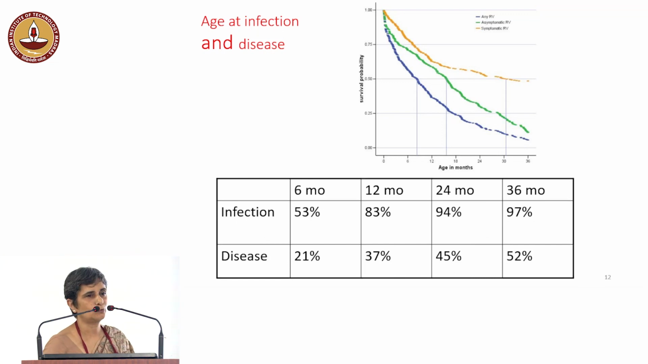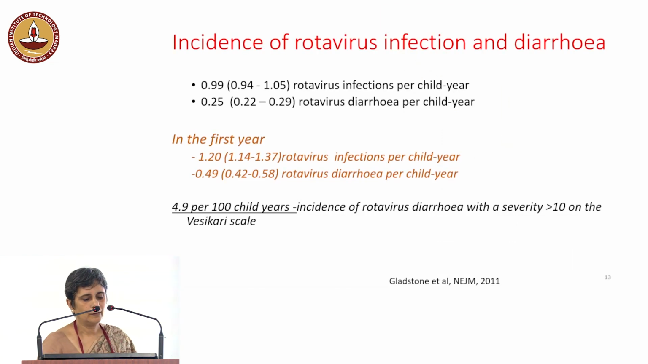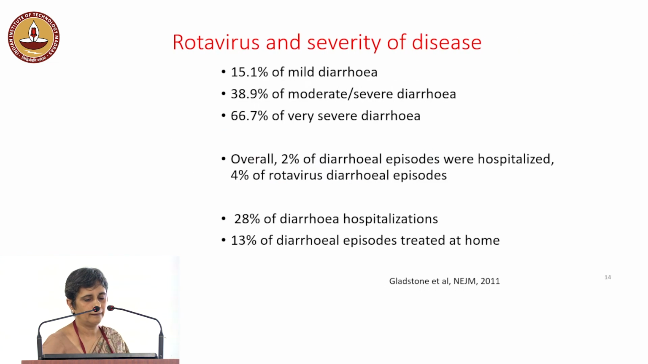By the time you got to 3 years of age, every child had been infected, and about half of them had had diarrhea. So we were able to establish the incidence of infection and diarrhea, and these can be quite challenging to set up outside of cohort designs. We were also able to classify the severity of diarrhea, and we showed that the incidence of severe rotavirus diarrhea was about 5 per 100 child years of follow-up.